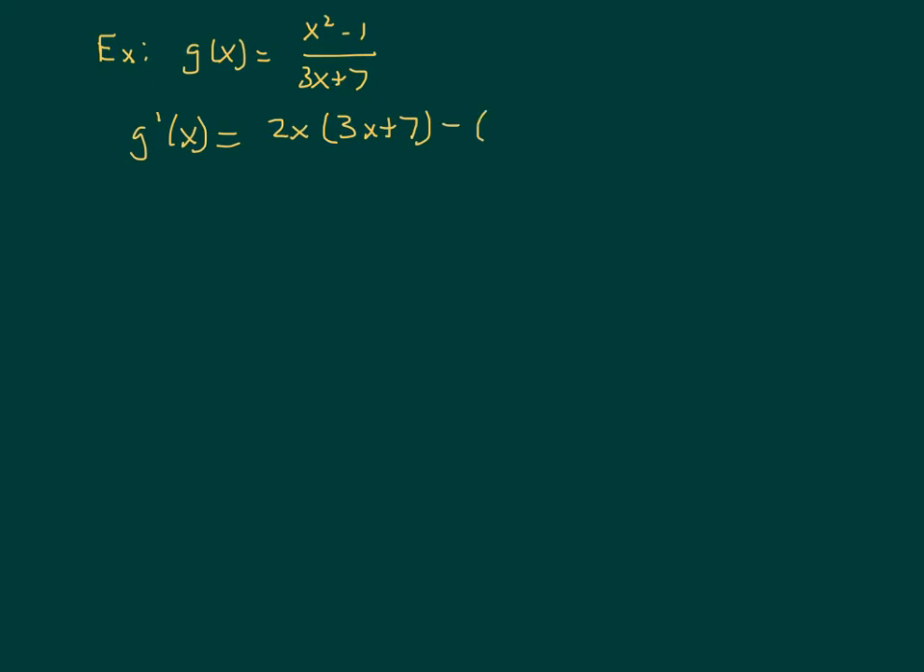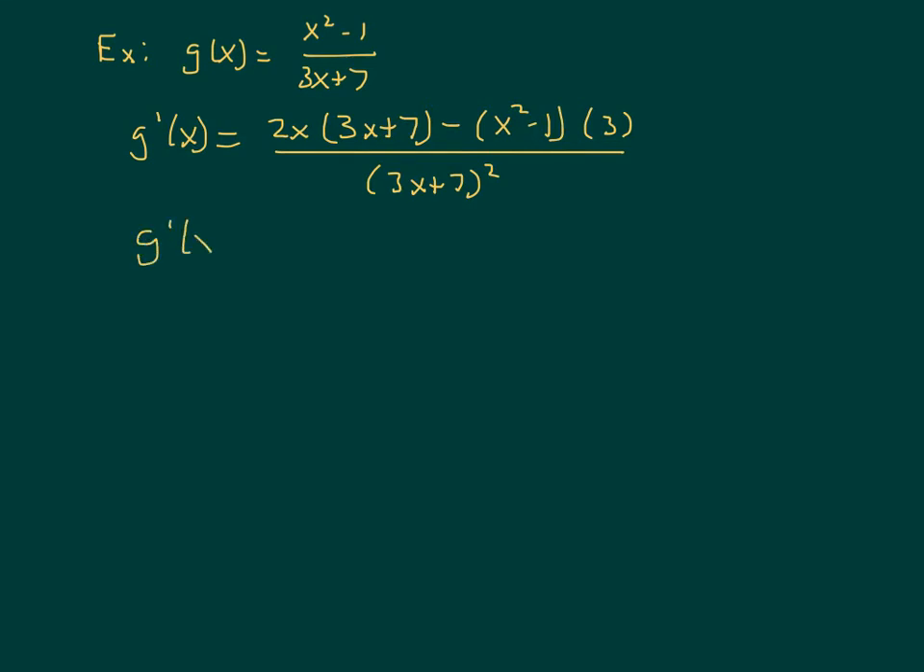minus the top, so in parentheses, x squared minus 1, times the derivative of the bottom, which in this case is just 3, all over that bottom squared. So it's 3x plus 7, that quantity squared. At this point, we would go and distribute and try to simplify this.